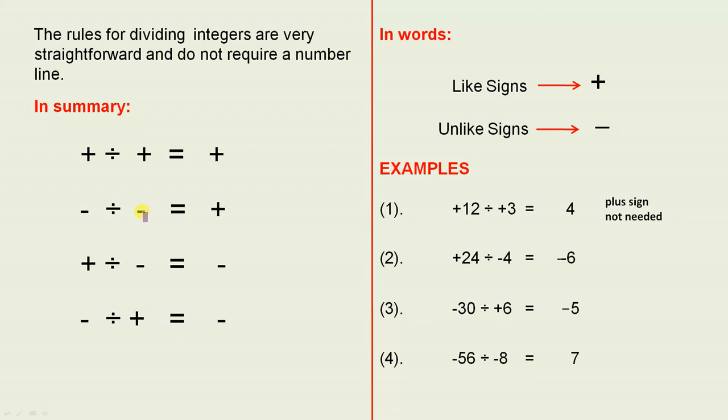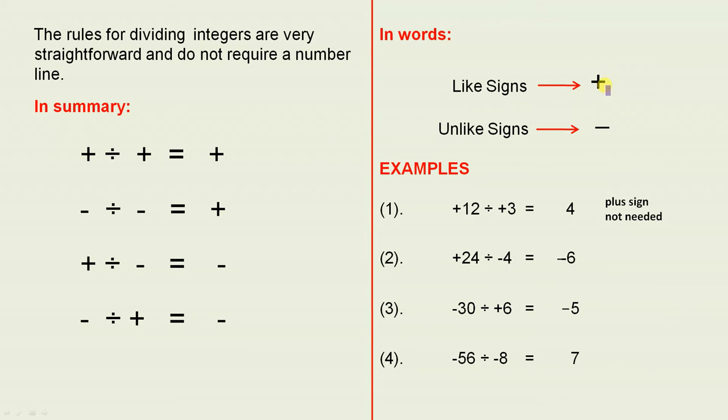Negative divided by negative equals positive. Positive divided by negative equals negative. And negative divided by positive equals negative. So if we summarise those little rules in words, whenever you have like signs with division, the answer is a plus. See here, plus and plus, they're like signs. Minus and minus, they're like signs. In each case, the answer is a plus.